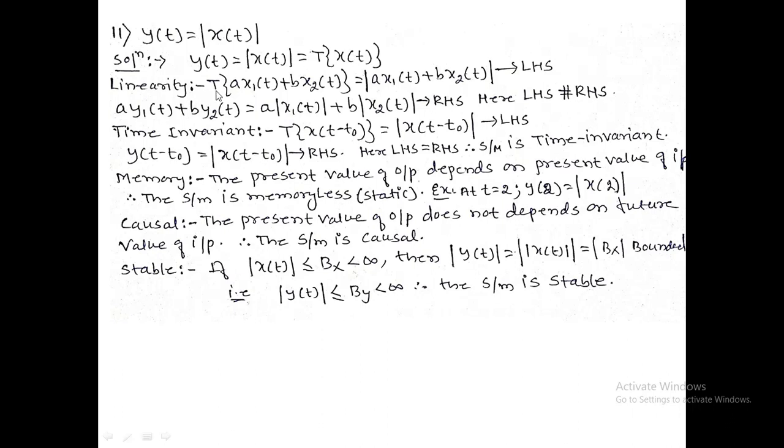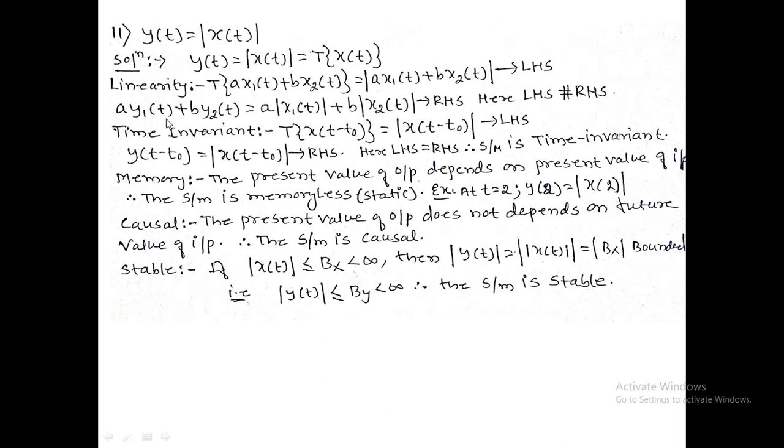Linearity. The system operating on the input signal a into x1 of t plus b into x2 of t is equal to, how is it defined? The system operating on the input signal is equal to the modulus of the input. In case of linearity, the input is a into x1 of t plus b into x2 of t. Therefore, modulus of the input. This is LHS.